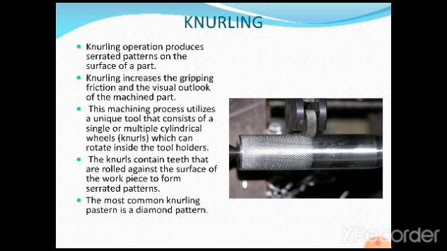Knurling is the operation that produces serrated patterns on the surface of a part. This is a very common practical example. I think you have already used it in your MT and QC lab: whenever you operate your vernier scales or micrometer, you see that a screw is there which is used for adjusting the diameters. It has a certain pattern on its surface.